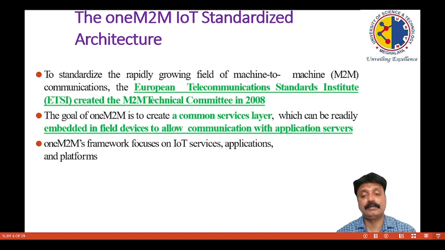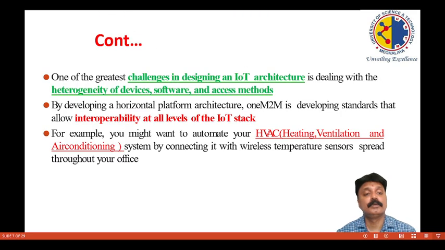So various network devices can get the information or the software application from the servers by using the common services. The oneM2M framework focuses on IoT services, applications, and different platforms. One of the greatest challenges in designing an IoT architecture is dealing with different types of devices, software, and access methods. If it is a single device or a single application software, the access method is simple, which means the number of protocols will be less. But dealing with different types of devices is complex. Managing and controlling all these devices requires a lot of software and access methods.